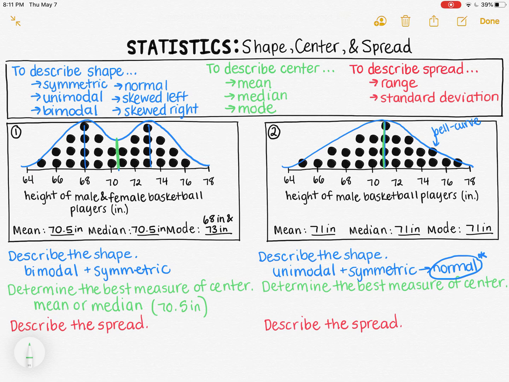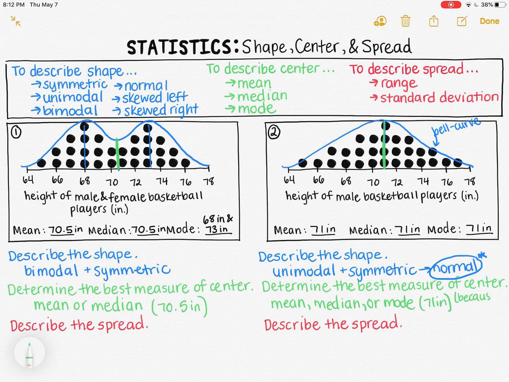Now in the second dot plot, all of the measures of center are the same, all three. They're all 71 inches right here in the center that we already drew when we were talking about the shape. So since all three of them are at the very center, we can actually use the mean, median, or the mode in this situation because they're all centered at 71 inches.